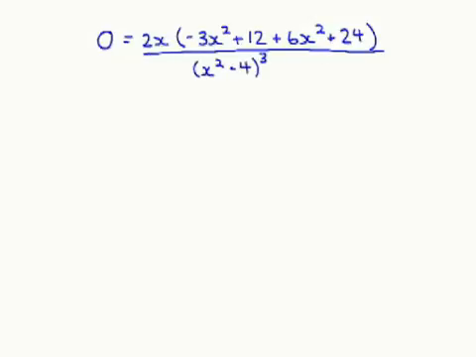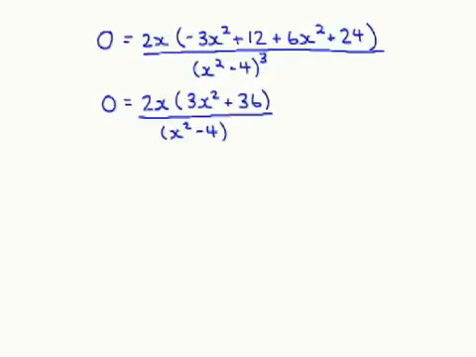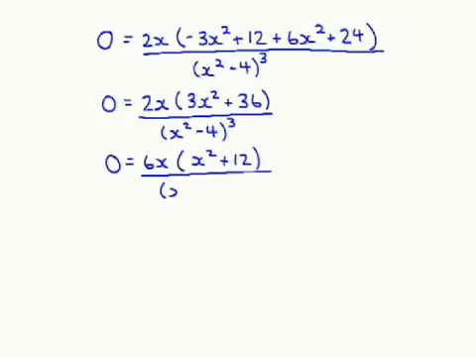Combine my like terms in the next step, and I end up with 0 is equal to 2x times 3x squared plus 36, and that's all being divided by x squared minus 4, which is all cubed. And then I notice that I can common factor a 3 from the binomial in the numerator, and I'm left with 0 equals 6x times x squared plus 12, and then that's all divided by x squared minus 4, which is all cubed.